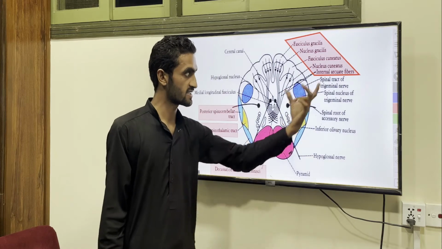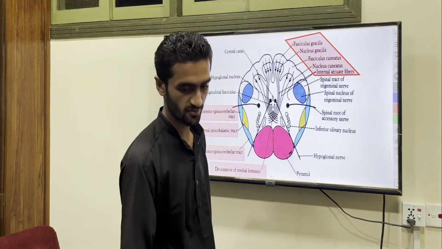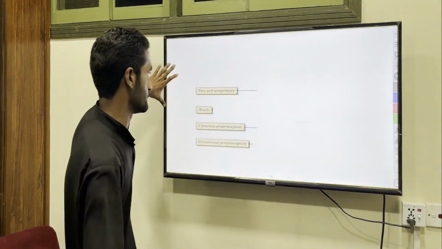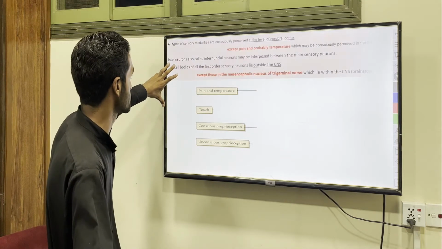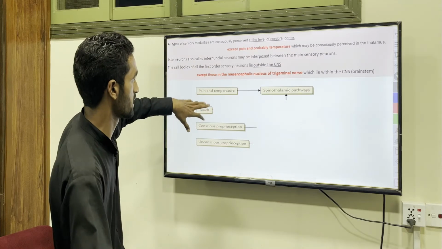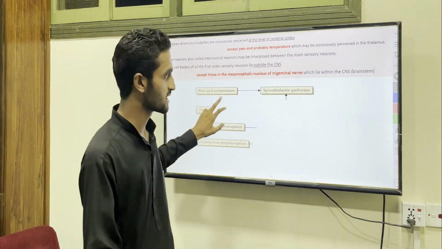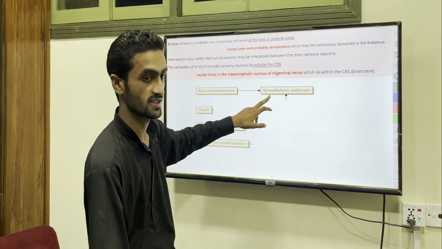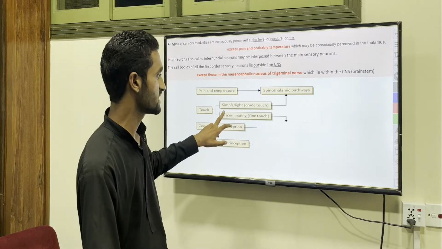So just understand these pathways which we have covered. Now come forward. So what we have discussed. Before going to this, just come back. Pain and temperature have a single pathway, that is the spinothalamic pathway, the lateral spinothalamic. For touch, there are two ways.